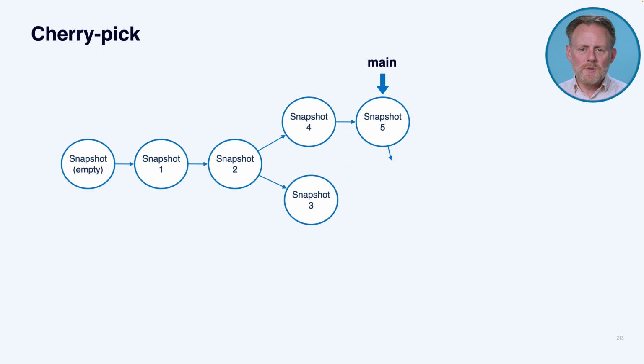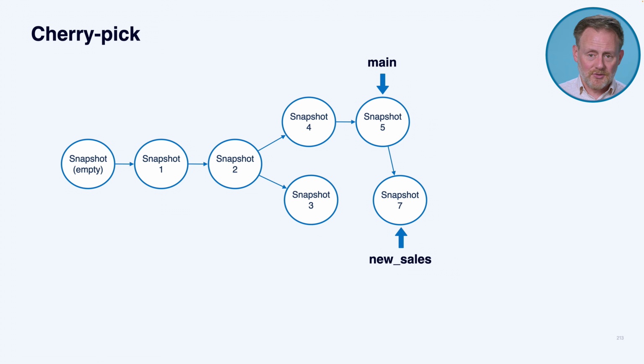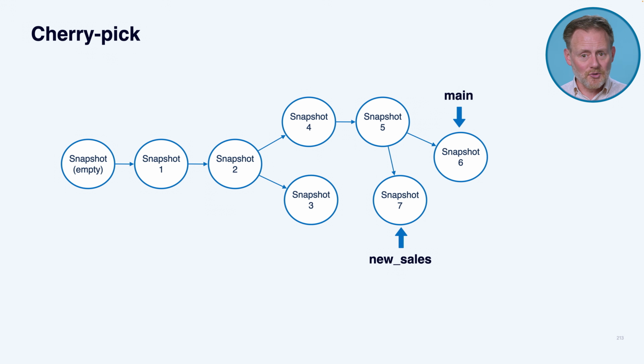So you've built this new ETL job for partner sales on this new sales branch, adding 1 million records. That branch is split from main at snapshot 5, creating snapshot 7. But main keeps moving. Life goes on without us, right? It's now at snapshot 6. Histories have diverged. We can't fast forward anymore. Cherry pick to the rescue.